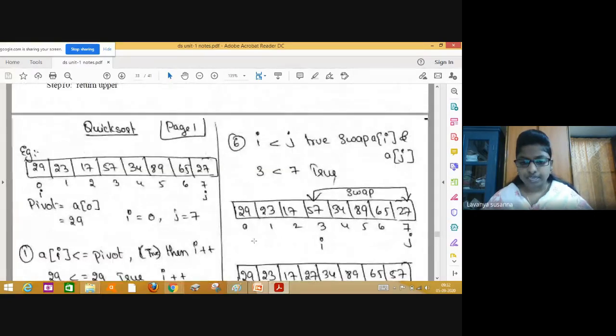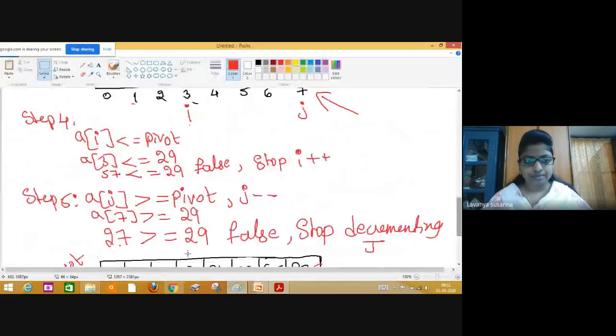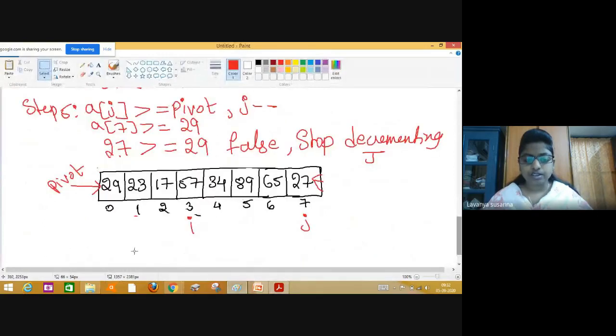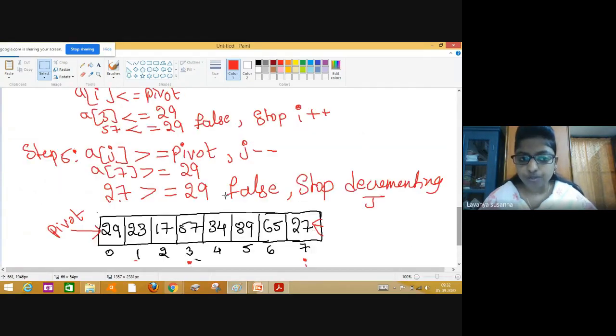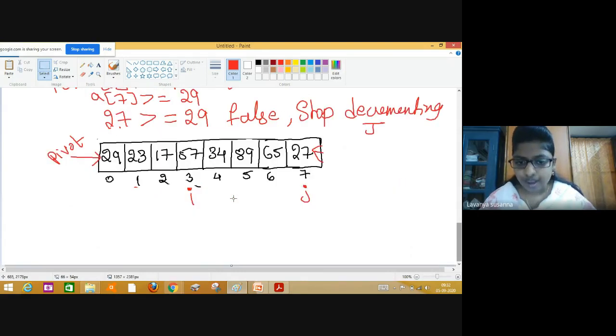Now, see here, 6th step. I hope you understood. First, you need to move I. When I is stopped, you need to move J. How to move J? A of J must be greater than or equal to pivot. You need to move J here. J is not moving because this is false. Now, step 6. Remember, when J is stopped only.